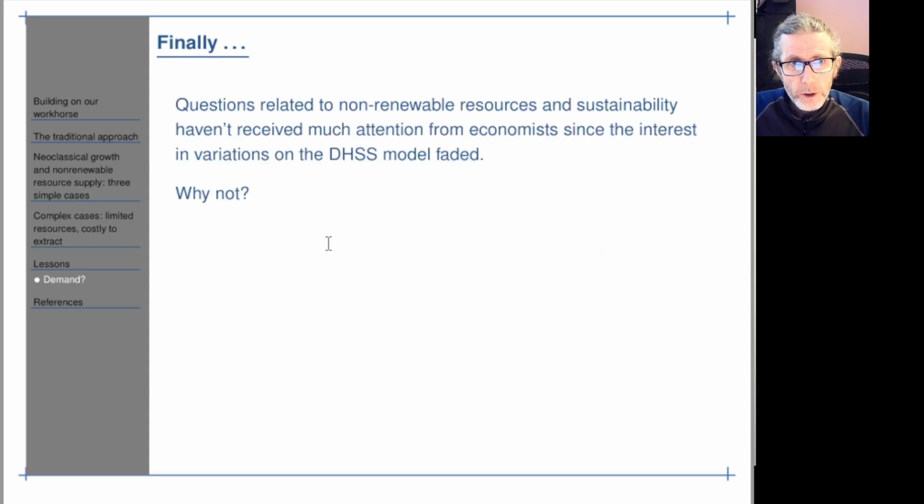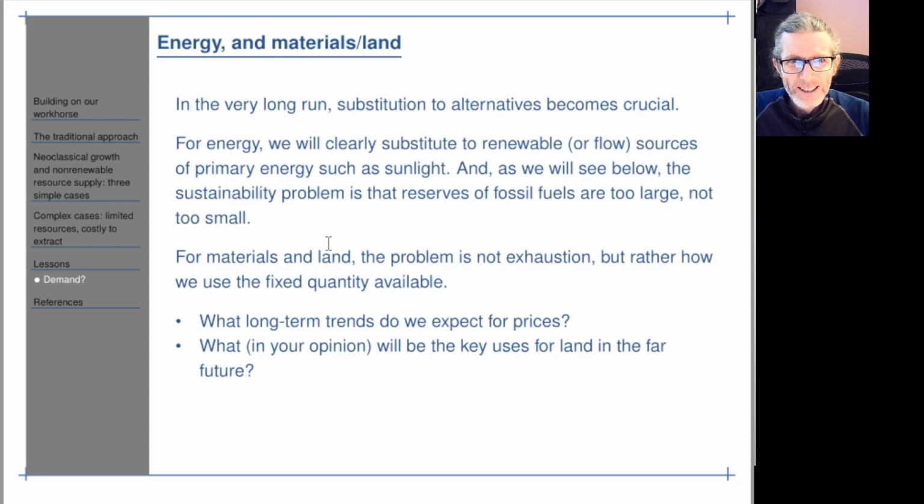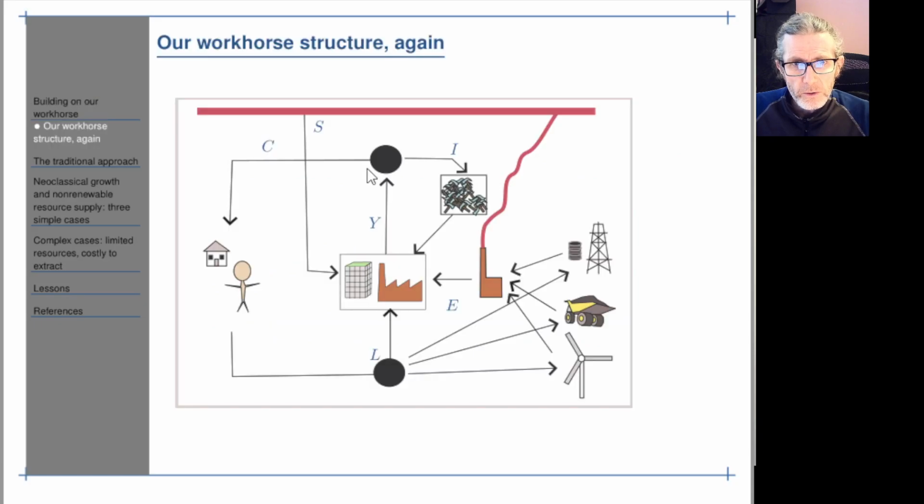Finally, I think, or not quite finally, there's a big difference between energy and materials, land. So if we go right back to the workhorse, these substitutions are crucial, right? We clearly need to substitute away from these and into this. We can do that for energy. But ultimately, land, how do you substitute for land? Even these renewables are dependent on land.